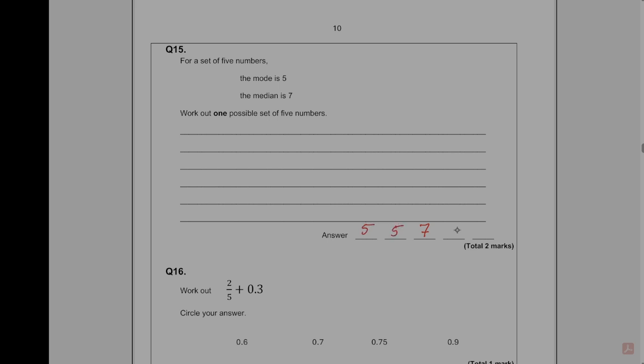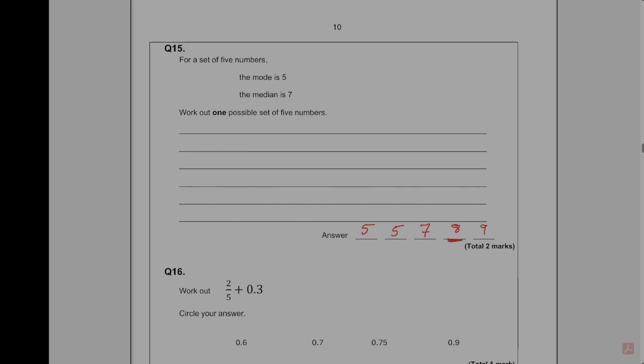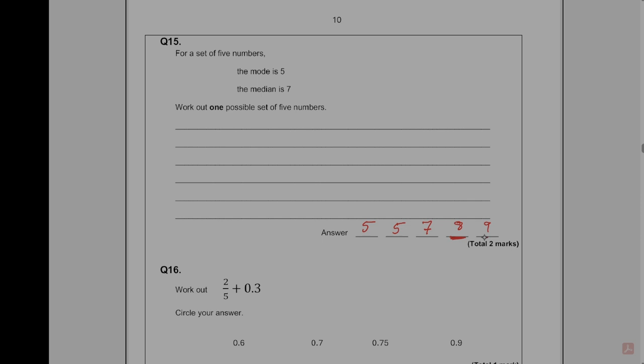There's not a second mode, so I need 2 different numbers that are bigger than 7. So I'm going to go 8 and 9, but any other 2 numbers would be absolutely fine there. So for example, I could have had 8 and 10, 8 and 11, there's no maximum.